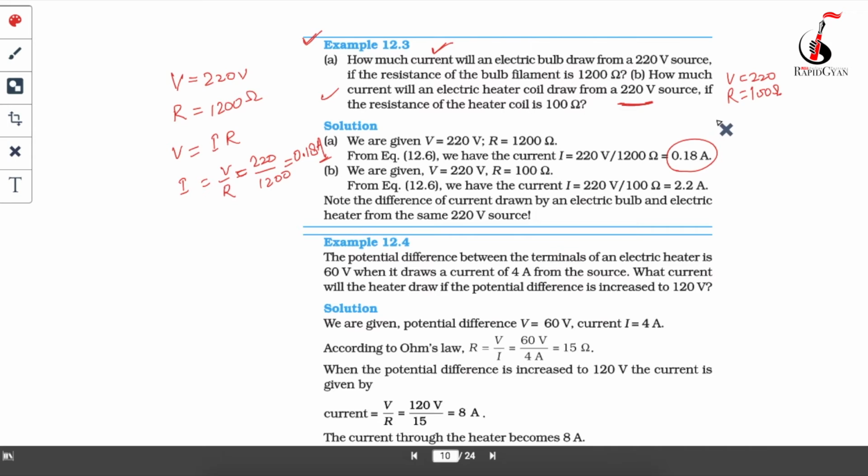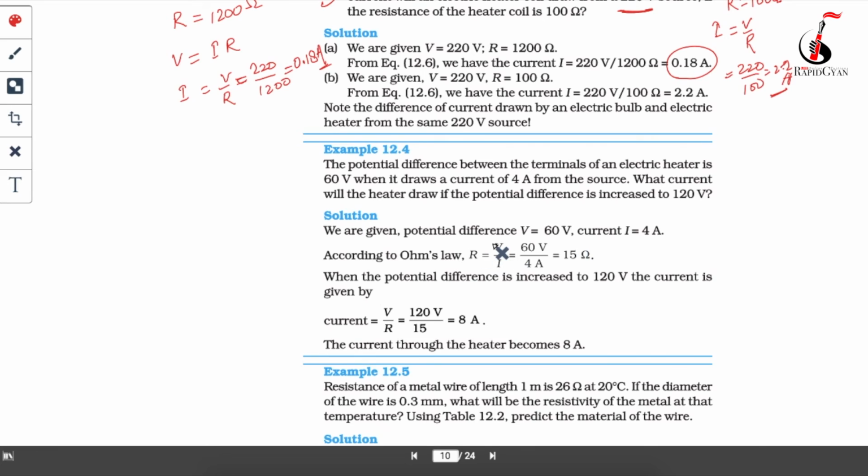Now if you have to find I equal to V upon R, which is equal to 220 divided by 100, which is equal to 2.2 ampere. So that's your answer. That's a quite simple question. Hope you guys understand this.